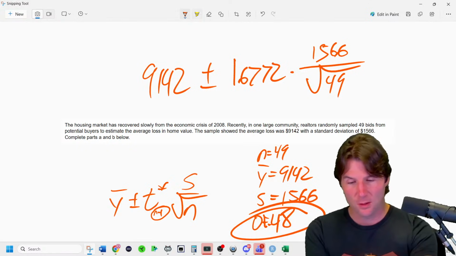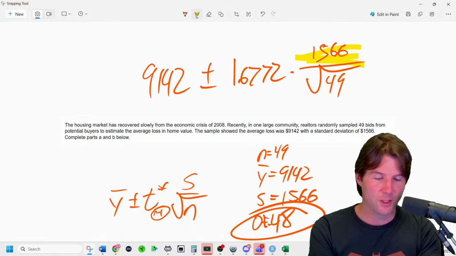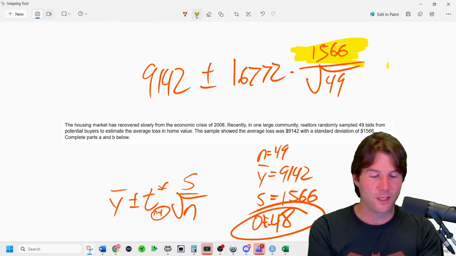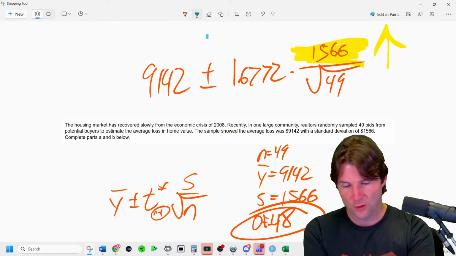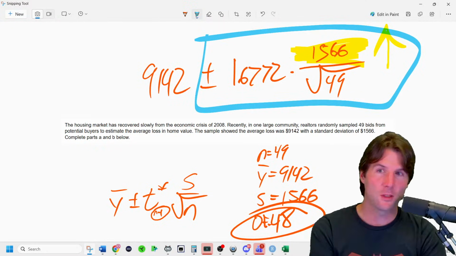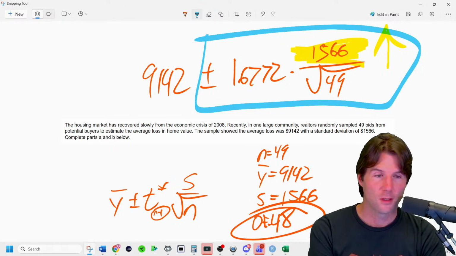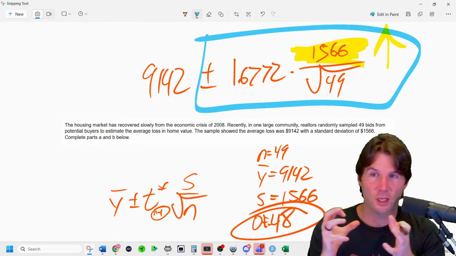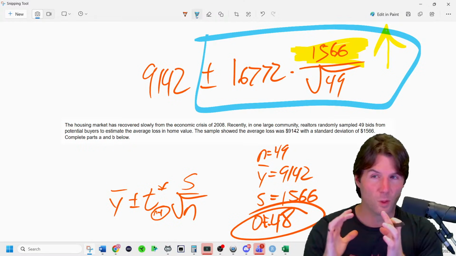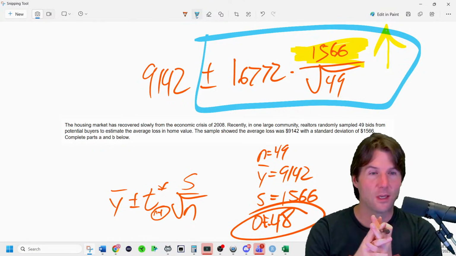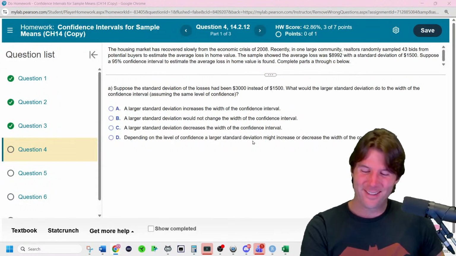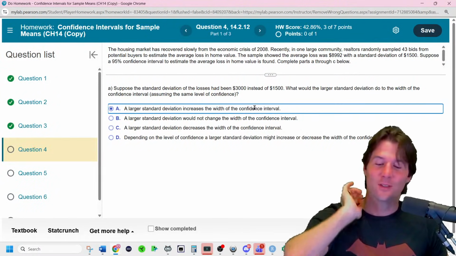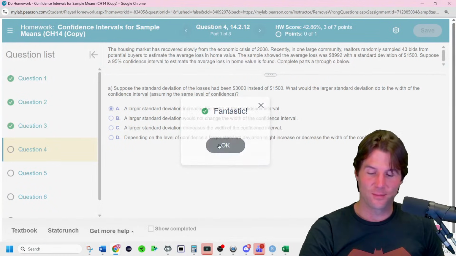If you look at a bigger standard deviation, what will it do to the interval? If standard deviation got bigger, then what would happen to the margin of error, which controls the width of the interval? If there's more variation in the data, variation is like this. This is more variation. This is less variation. A larger standard deviation increases the width of the confidence interval. It's more variation in your data.